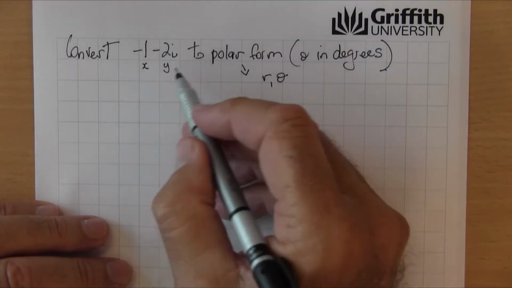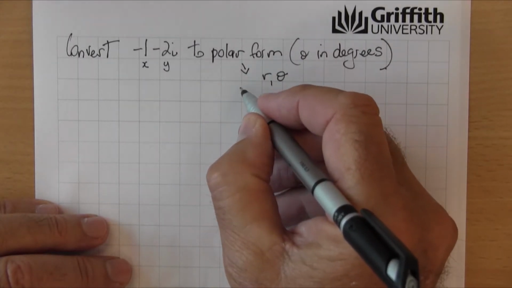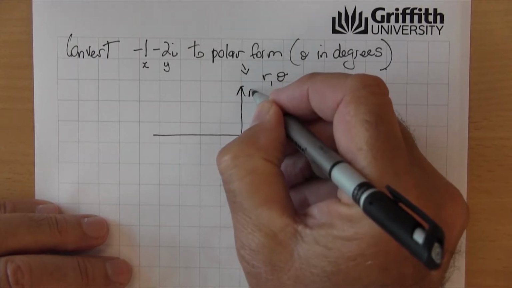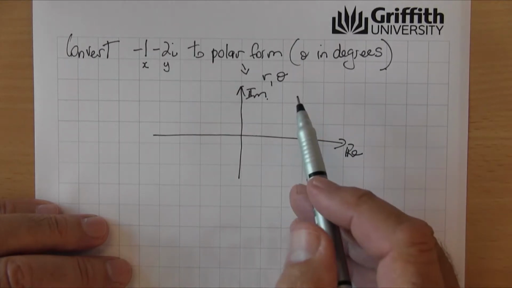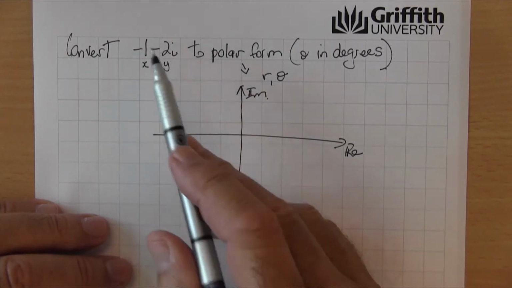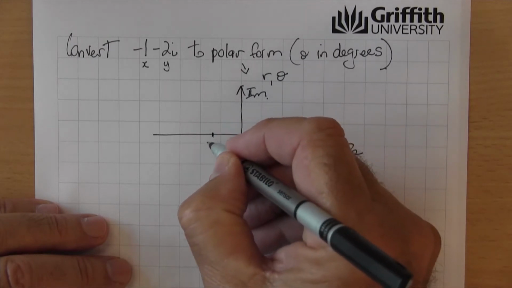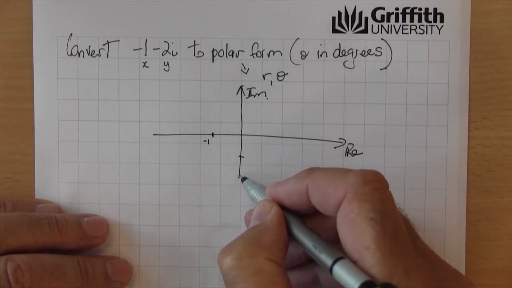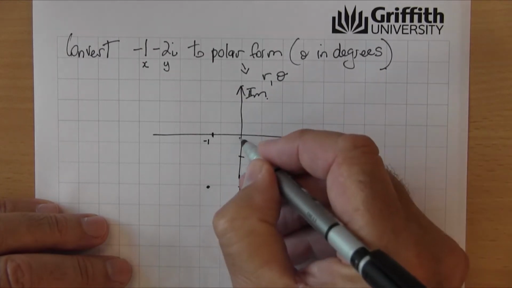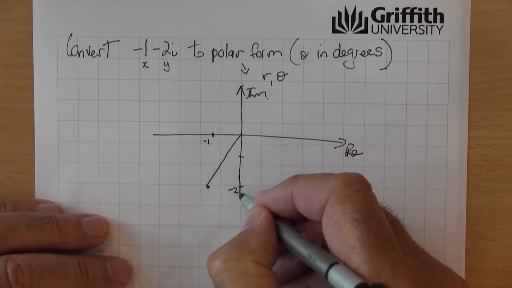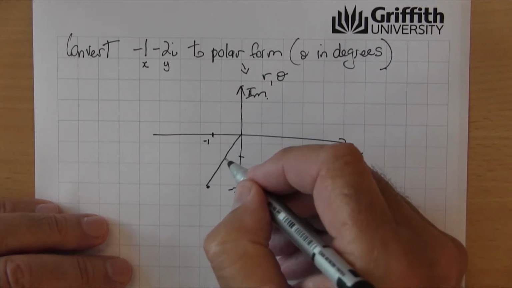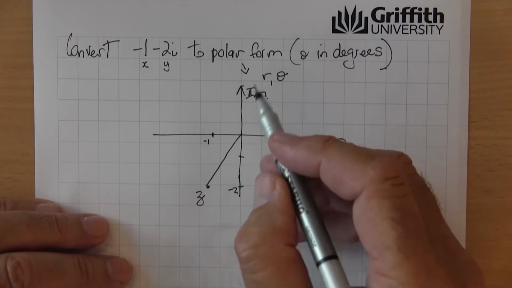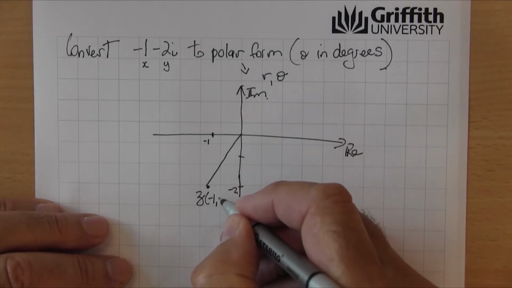So I think a very good place to start is to put this on an Argand diagram. So we've got our real axis and our imaginary axis. Now, this is my x, -1, and -2. Instead of going up this way, we're going to go down 2 units. So this is -2. So here is my z, and at the moment we've got it in Cartesian form. So this is the -1 and -2.